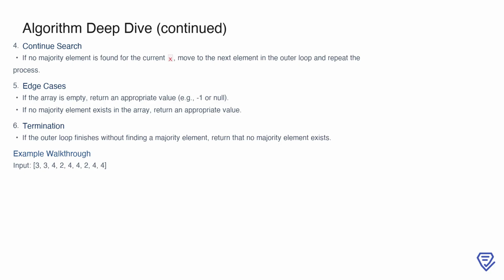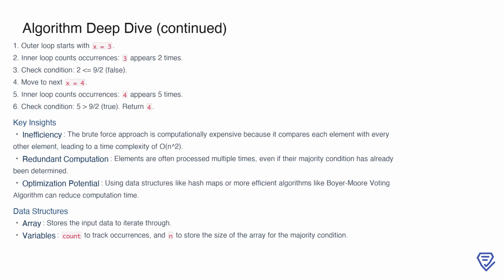By walking through an example, such as the array 3, 3, 4, 2, 4, 4, 2, 4, 4, we can observe how the algorithm systematically evaluates each candidate element to identify the majority if it exists. For instance, starting with the first element, 3, the outer loop selects this as the candidate. The inner loop then counts how many times 3 appears in the array, which is 2. Comparing this count to the threshold n/2, which is 4.5 in this case, we see that 2 is less than 4.5, so 3 is not the majority.